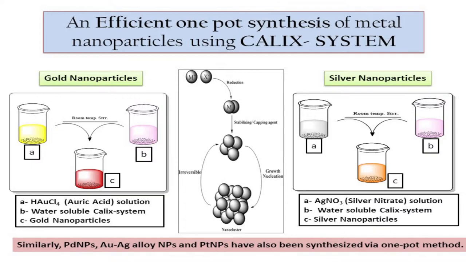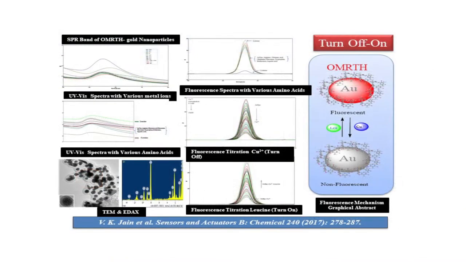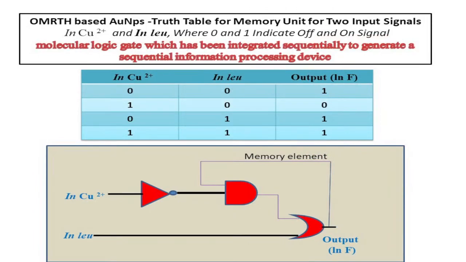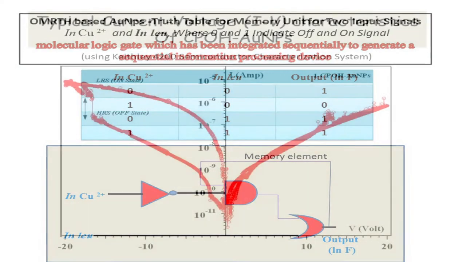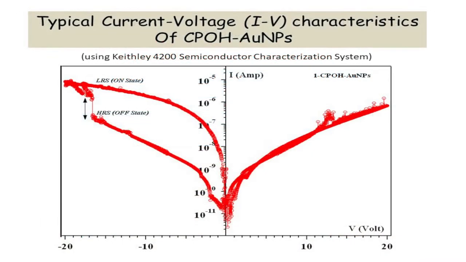Now, only one example I am giving. Just see, we have synthesized gold nanoparticles, which have been found to be a fluorescent sensor, with turn off fluorescence and turn on fluorescence. It has been found to be a turn off sensor for copper and a turn on sensor for leucine. And this is the thing which I told you, the random molecular logic gate is being taken care of by the physics department, and there is a particular hysteresis there. Physics people can understand it better, that it has some memory component. Our nanoparticles, which are calyx protected, have some memory element in them, so that can be explored.